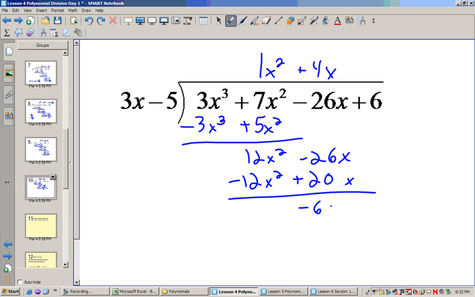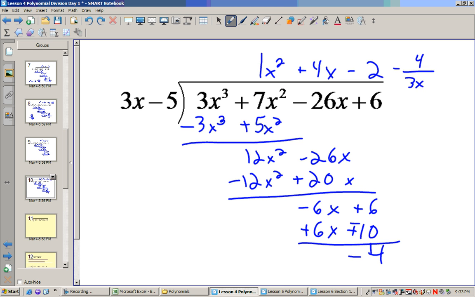so this is negative 6x plus 6. Here we have to multiply that by negative 2, leaving negative 6x plus 10. Changing the signs, this would be negative 4. So this would be minus 4 over 3x minus 5.